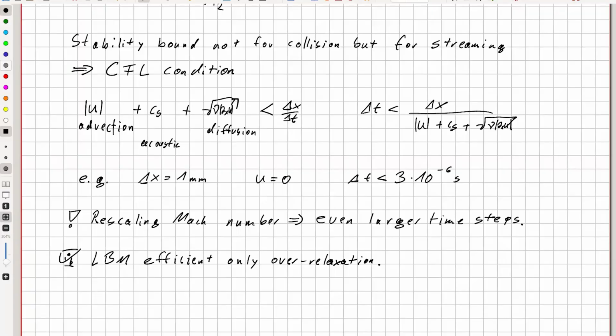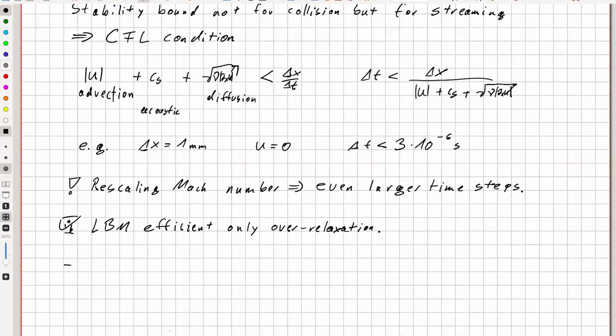Whether you care about this or just find it works and everything is fine, yeah, doesn't matter. The thing is, we do over-relaxation, we can do over-relaxation, and due to over-relaxation, our method is efficient. I mean, whether it is more efficient than the Navier-Stokes equation is a different question, because in essence, we have the same time step restriction like an explicit Navier-Stokes solver, sorry.